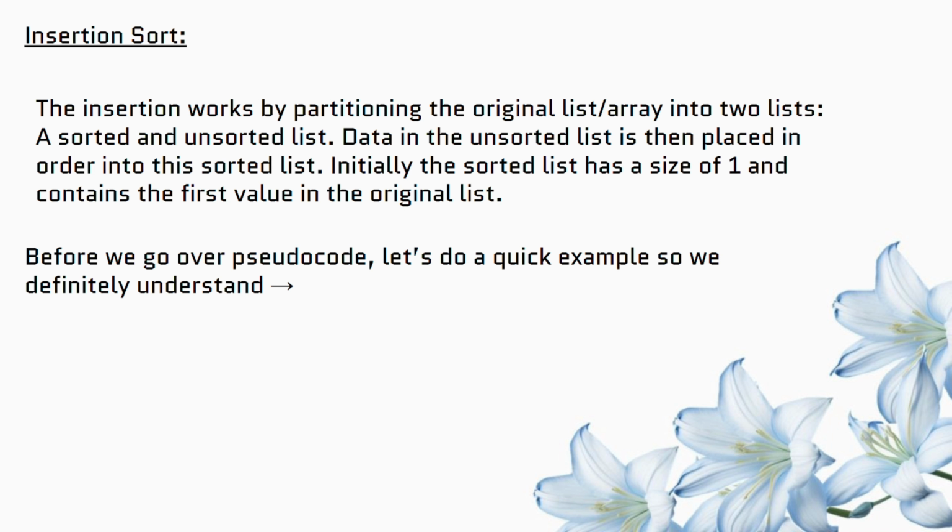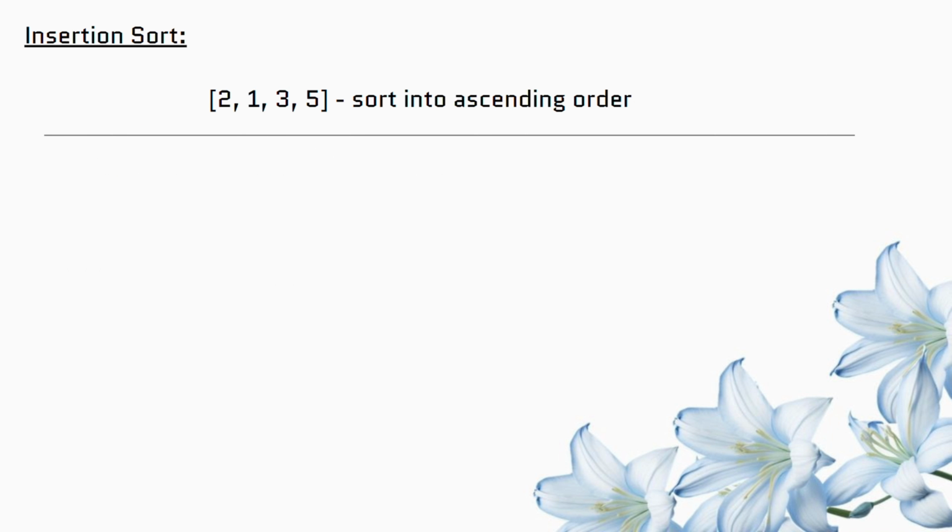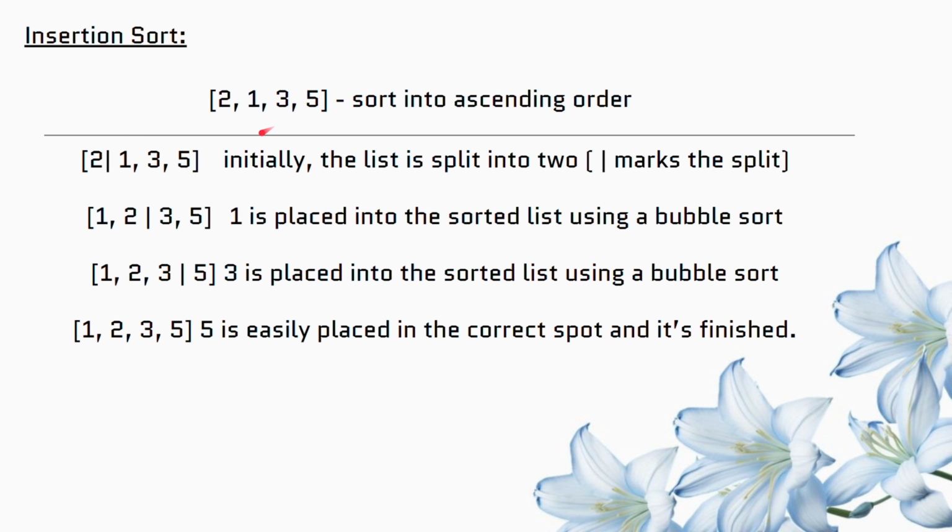But same thing as for the bubble sort, let's go over an example of how it actually works. So we have the exact same list as before, and we're going to sort it into ascending order. So how do we do this? Well, this line here marks the split. It marks the sorted list and the unsorted list. And no matter what the first index is, it's always going to be sorted because it only contains one element. So this marks the sorted list and this marks the unsorted list.